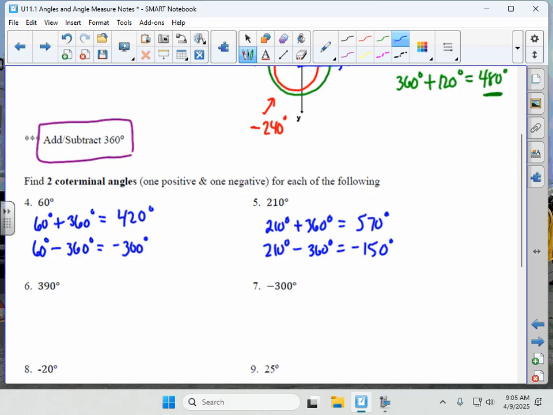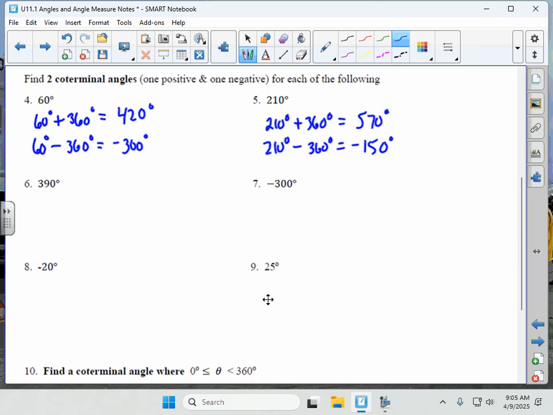All right, so starting with 390, we can add 360. Then starting with 390, we can subtract 360. All right, so 390 plus 360 is 750, I believe. And try to always put this little degree symbol when you're talking about degrees. Don't just put 750. All right, and then 390 minus 360, that's going to be positive 30.